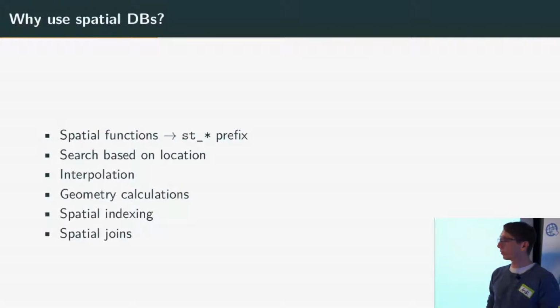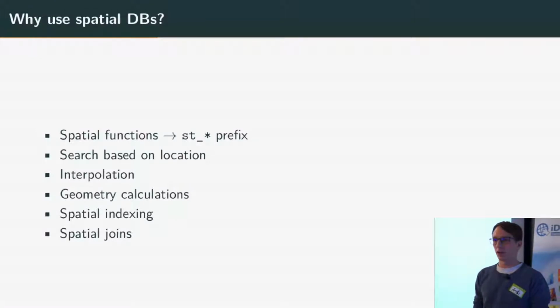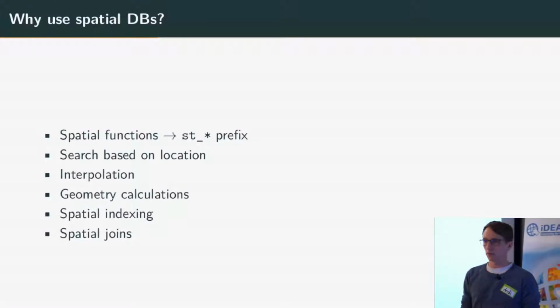Yeah, what can you do if you use a spatial database? You can have your queries based on the location of your data. So, for example, what are the restaurants near me? That's in a spatial database a fairly easy question to answer, but if you don't have a spatial data type, then that's really hard. You can do all sorts of geometry calculations or interpolation and all kinds of GIS functionalities.